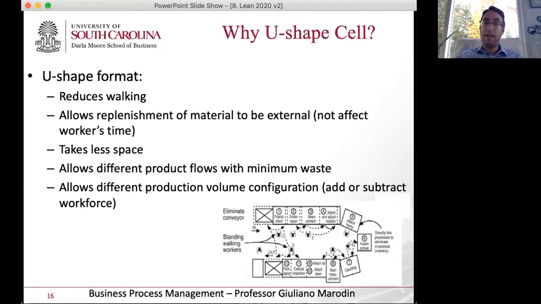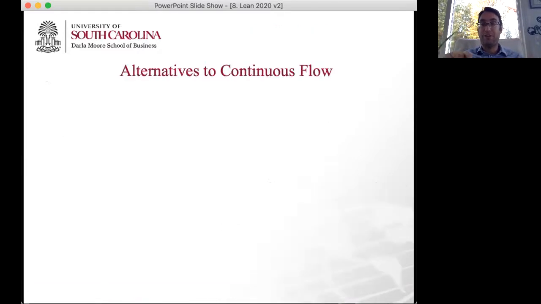It allows materials to be put in from outside, so they don't interfere with the workers' time. It takes a lot less space. It allows different product flow and different volumes. So different product mix and different volumes, which is very important.